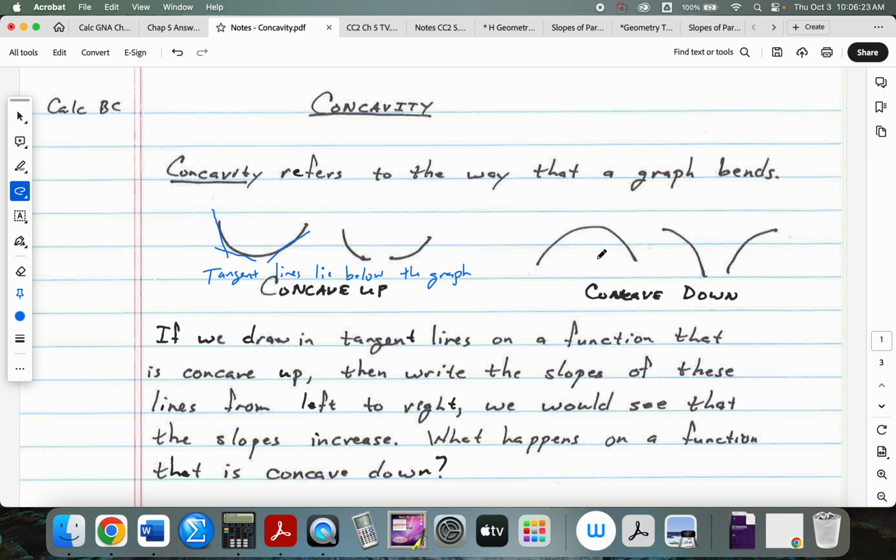So what would happen if the function's concave down? Well, if we draw in the slopes of the tangent lines, what's happening to those slopes? They're decreasing. And when you have something that's concave down, notice the tangent lines lie above the graph.